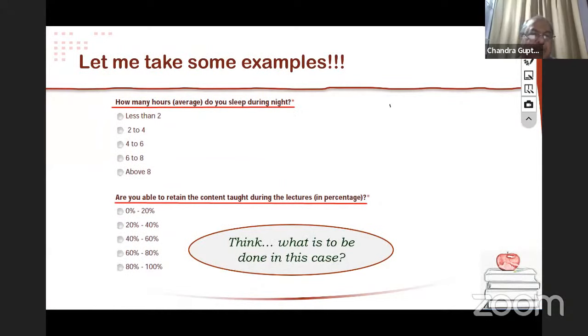How many hours on average do you sleep during night time? Are you able to retain the content taught during the lectures, in percentage? I want to see, is there any impact of this sleep during night on their retention during the class in the daytime? Who will give me the answer? What correlation measure should I use here? What kind of data do we have here? Quick. Anybody? You seem tired.